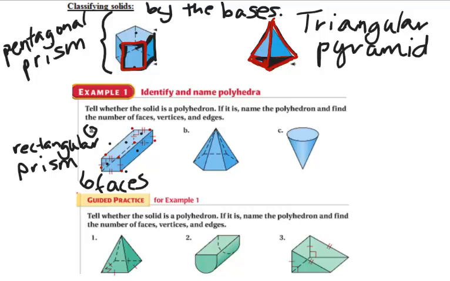I'm going to look at the front and the back being the bases. So I have 4 on each end. That's going to give me 8 vertices.